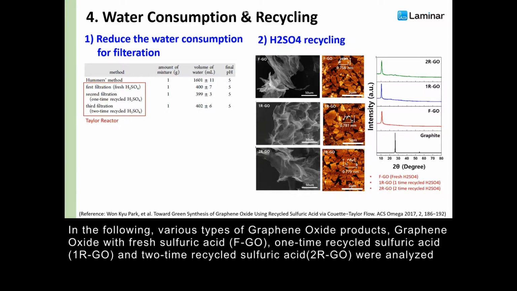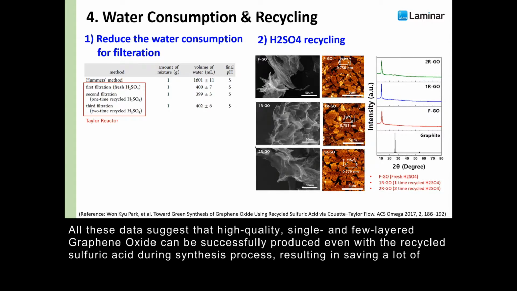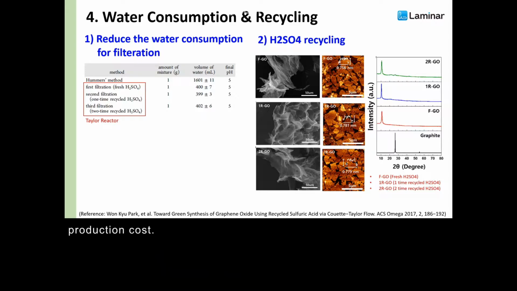In the following, various types of graphene oxide products, like graphene oxide made with fresh sulfuric acid, one-time recycled sulfuric acid, and two-time recycled sulfuric acid, were analyzed and shown here in this slide. All this data suggests that high-quality single and few-layer graphene oxide can be successfully produced even with recycled sulfuric acid during the synthesis process, resulting in saving a lot of production cost.